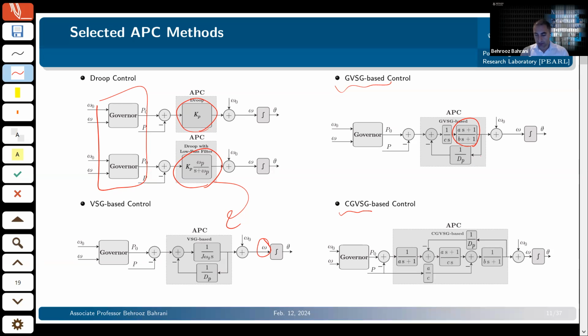CG-VSG is also another variation that can provide even better performance, but again, I'm not going to go through the details of these. If you're interested in these two structures, you can search for a paper that we published. I probably should have put that paper here. But if you search for compensated generalized virtual synchronous generator, my name probably will come up, and you can have a look at that structure.